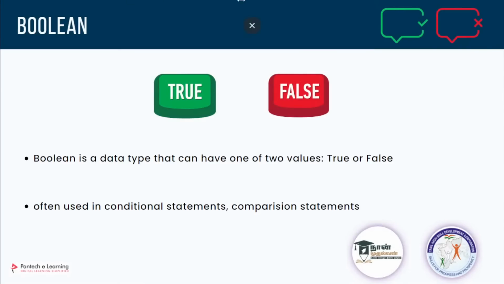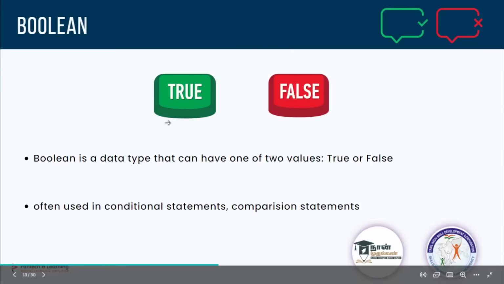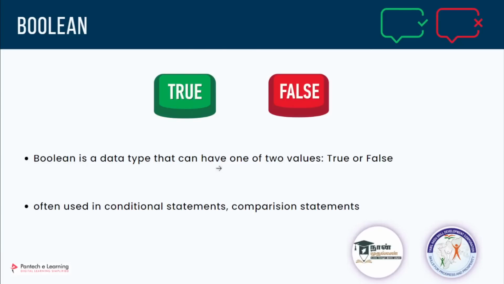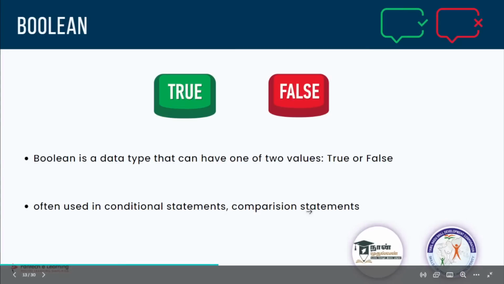And regarding the final data type, which is Boolean. So Boolean is something we are going to use in many cases. Boolean is a data type that can have only two values, either true or false. It is often used in conditional statements and comparison statements.